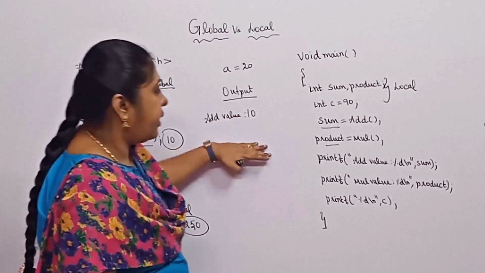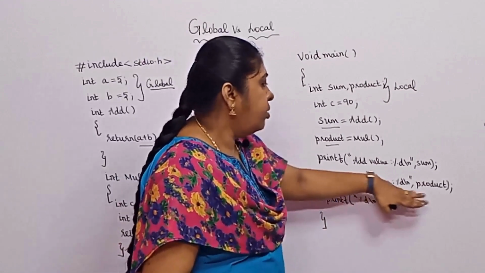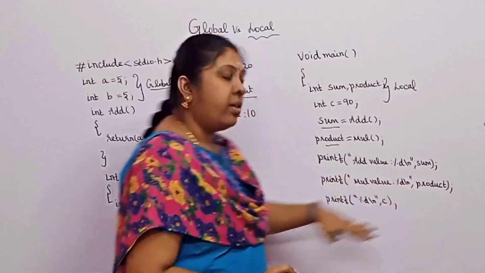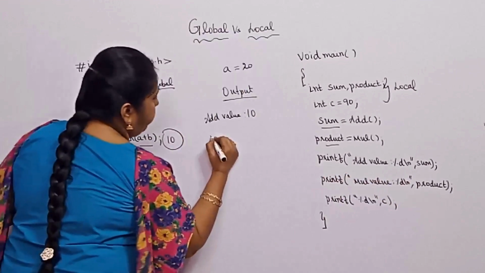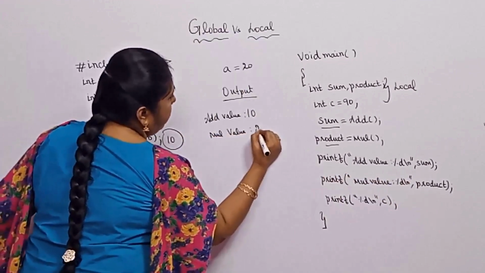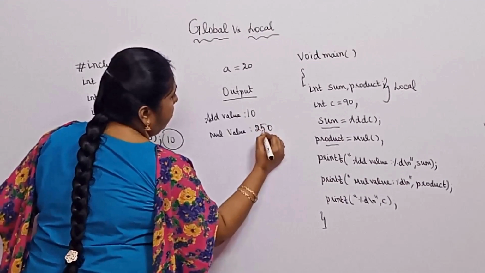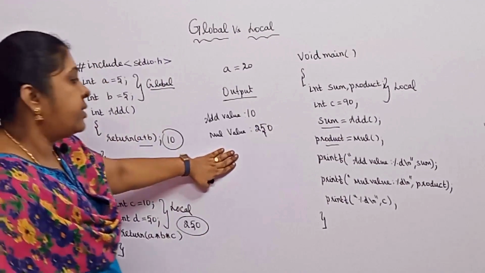And then the next statement, printf of multiplication value, mul value, again percentage d, the product. Already we had found the value 250. So mul value 250 will be displayed as the output.